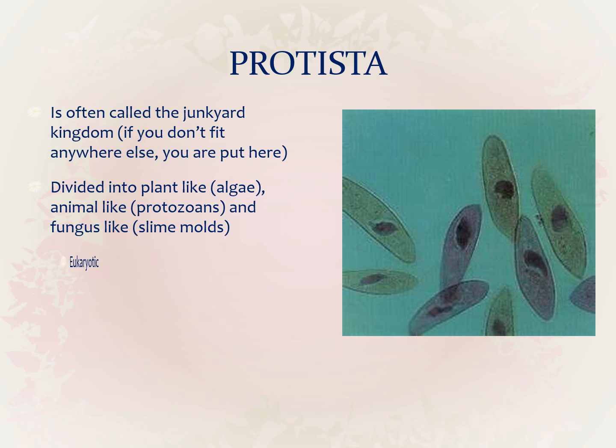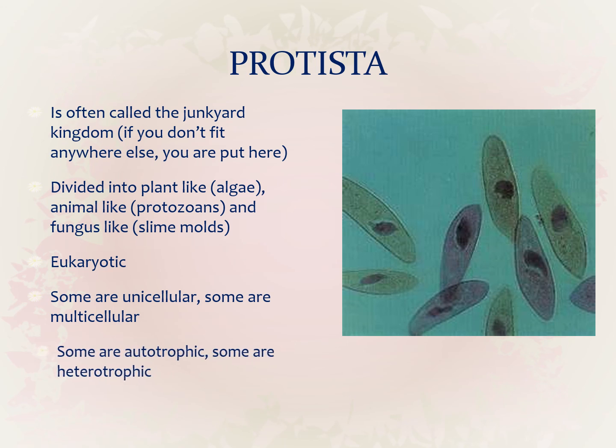Okay. They're eukaryotic, which means they have a nucleus, and that nucleus is there to protect their DNA. Okay. Some are unicellular, some are multicellular. What you think of as seaweed, multicellular. And again, some are autotrophic, which means they make their own food, and some are heterotrophic, which means they have to feed off of something.